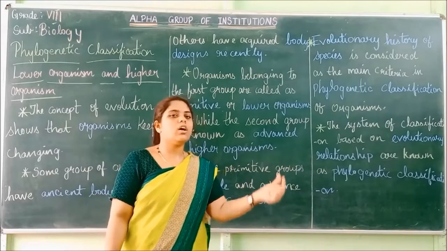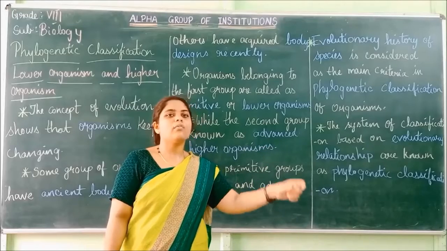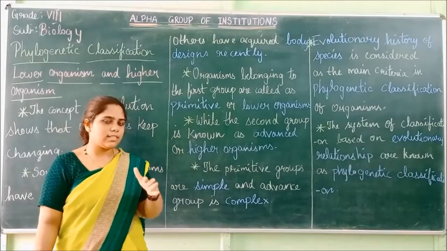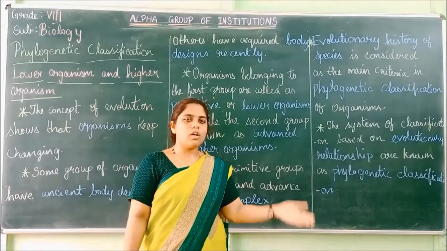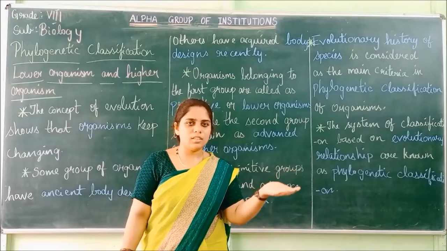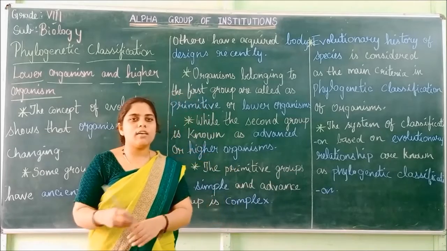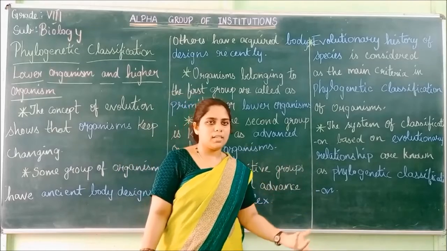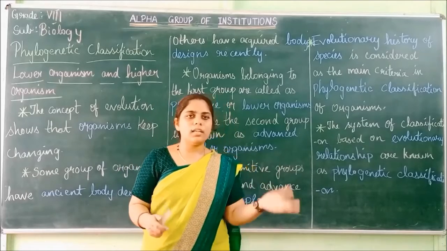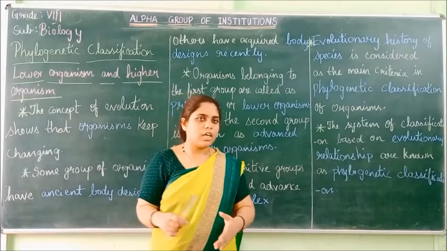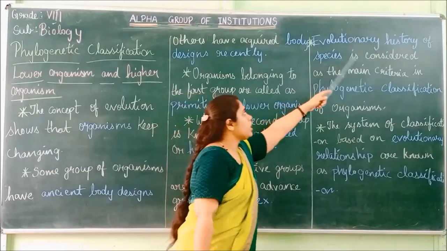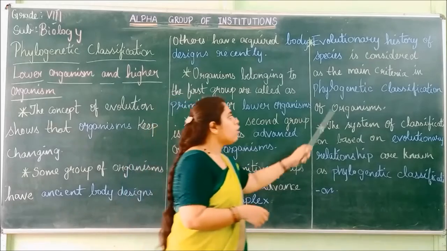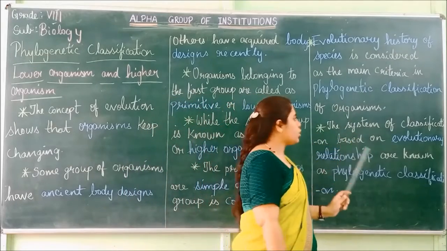That is how the organism has evolved, how it all started and how it finally changed into this organism. Whether it is a lower organism or higher organism, whether any bodily changes have evolved recently, or does it remain the same as in the past itself. Based on that only, the phylogenetic classification is made. So the evolutionary history of species is very important in phylogenetic classification.